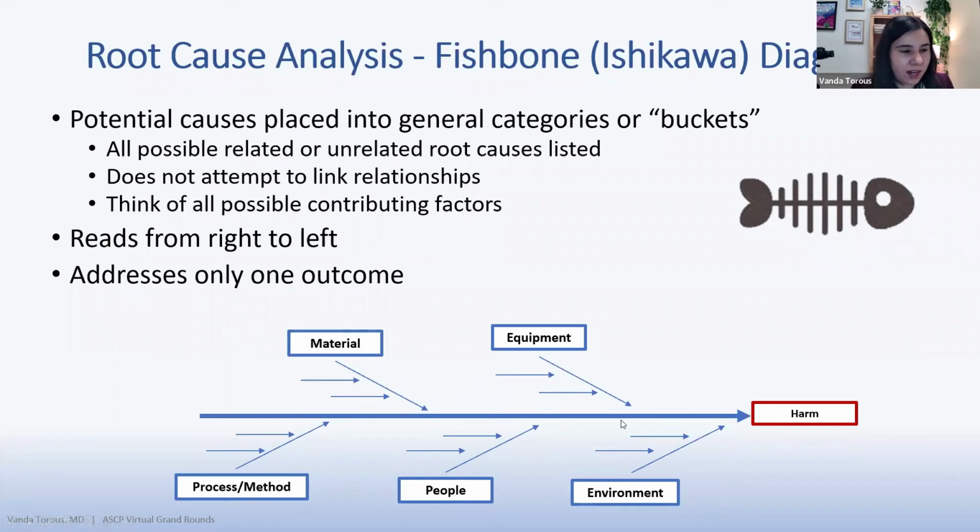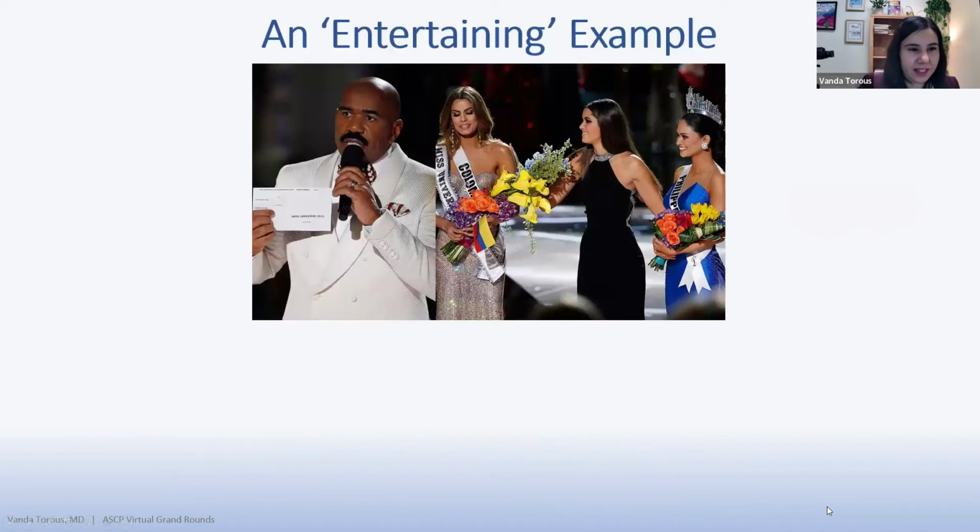Now this reads from right to left, and it's usually just one outcome that we're addressing. And then you can think about all the basically buckets or categories when something arises. For instance, the people involved. So not just where the event occurred, but physicians, nurses, techs. Could there have been contributing things, the equipment, test equipment, databases, things like that. So, looking at a number of different things.